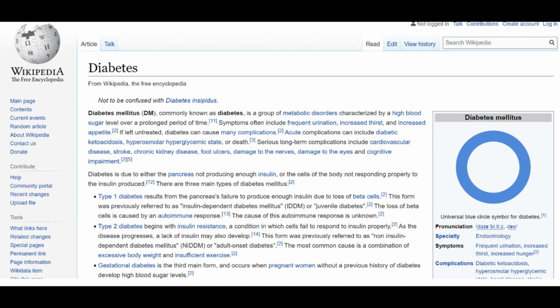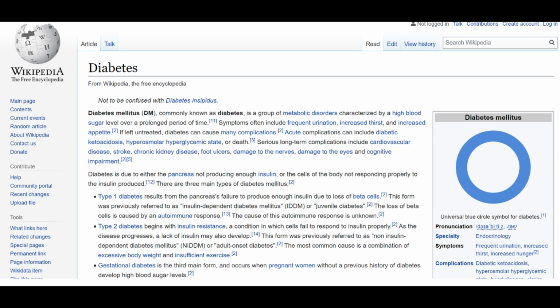Acute complications can include diabetic ketoacidosis, hyperosmolar hyperglycemic state, or death. Serious long-term complications include cardiovascular disease, stroke, chronic kidney disease, foot ulcers, damage to the nerves, damage to the eyes and cognitive impairment. Diabetes is due to either the pancreas not producing enough insulin, or the cells of the body not responding properly to the insulin produced.